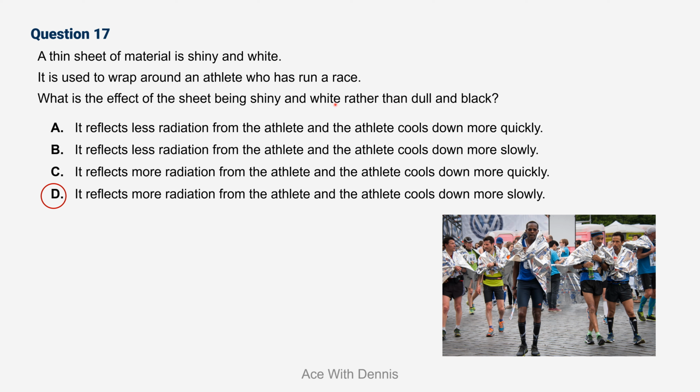A shiny and white sheet will reflect more radiation instead of less radiation. So option A and option B are incorrect. Then the second part, whether the athlete cools down more slowly or more quickly. We need to cool down slowly because we don't want to lose heat too fast from our body, where we will have a risk of hypothermia. What is hypothermia? If we lose heat too fast from our body, we might faint because of that. So that's why the answer is D. Reflect more radiation, and we want to cool down the athlete more slowly.